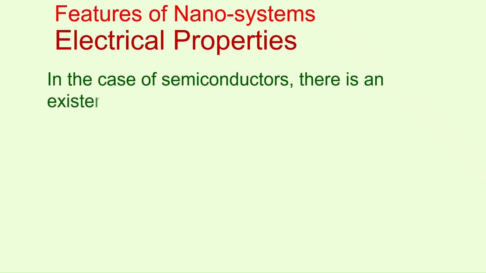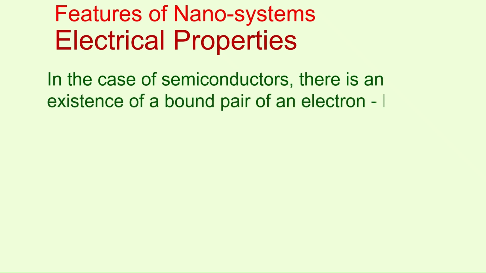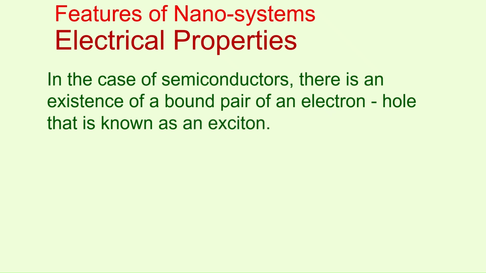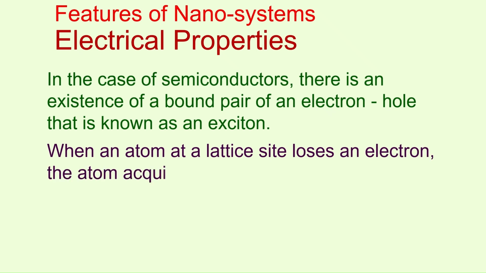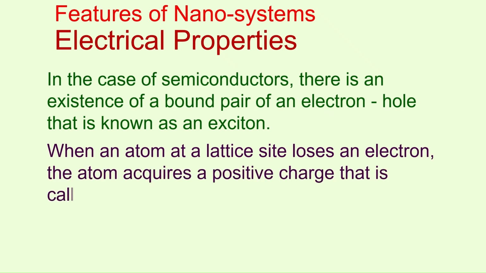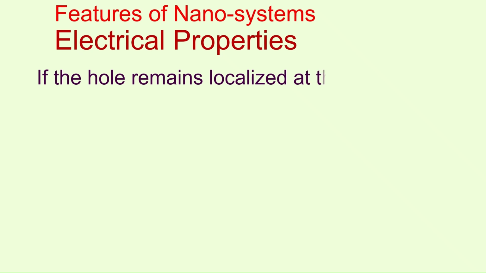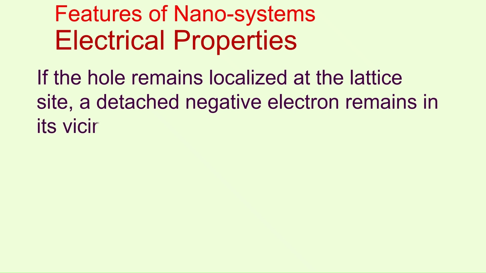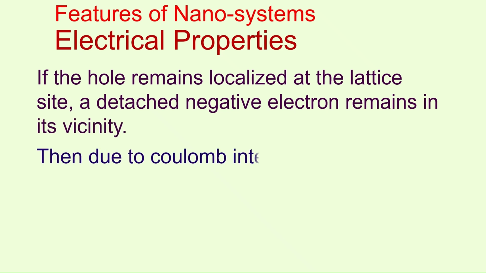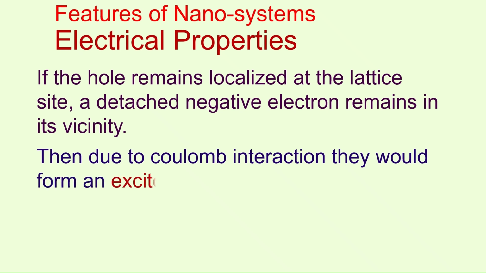In the case of semiconductors, there is a bound pair of an electron and a hole that is known as an exciton. When an atom at a lattice site loses an electron, the atom acquires a positive charge that is called a hole. If the hole remains localized at the lattice site, a detached negative electron remains in its vicinity. Then due to Coulomb interaction, they would form an exciton.